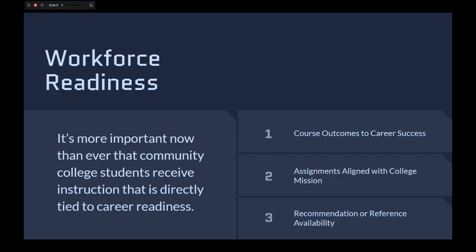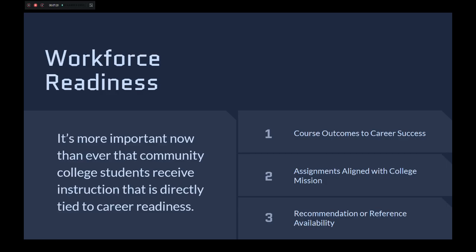You need to make sure that what you are doing in that classroom is preparing them for once they go out into the community. So sometimes that means not picking the assignment that's super fun that you want to do, and instead designing a new one that is more appropriate and indicative of the course outcomes and what it is students are expecting. And then finally, recommendation or reference availability.